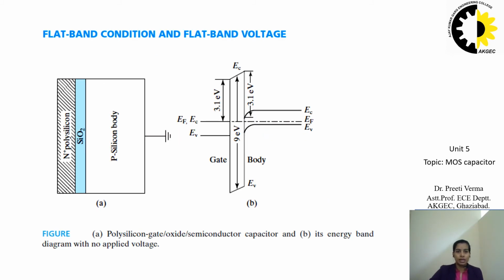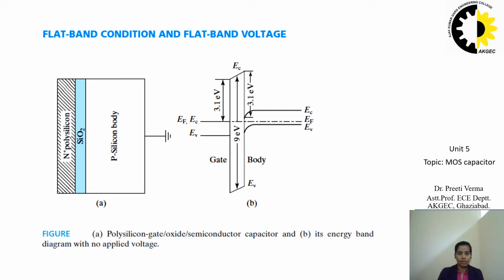Flat band condition and flat band voltage. The figure is showing the band diagram of the MOS capacitor. The structure, figure A, is the vertical placement of the MOS capacitor. It is the same figure that I have shown you in the previous slides, with the difference that here it is placed vertically. On the left hand side we have the N plus polysilicon gate. After that there is an SiO2 insulating layer, and then we have a P-type silicon body.